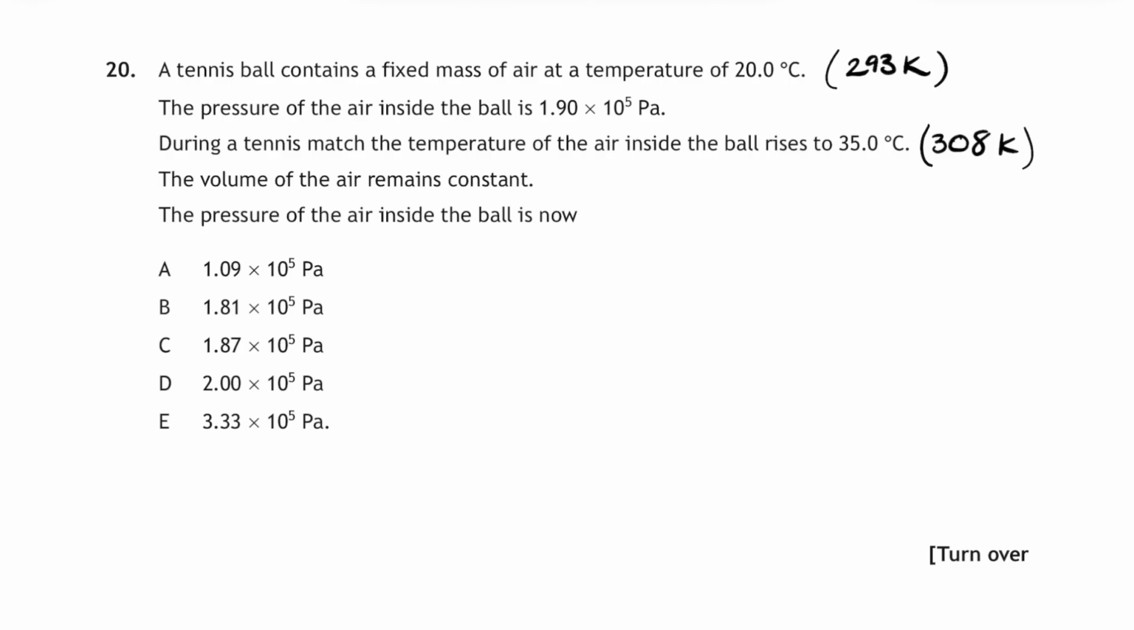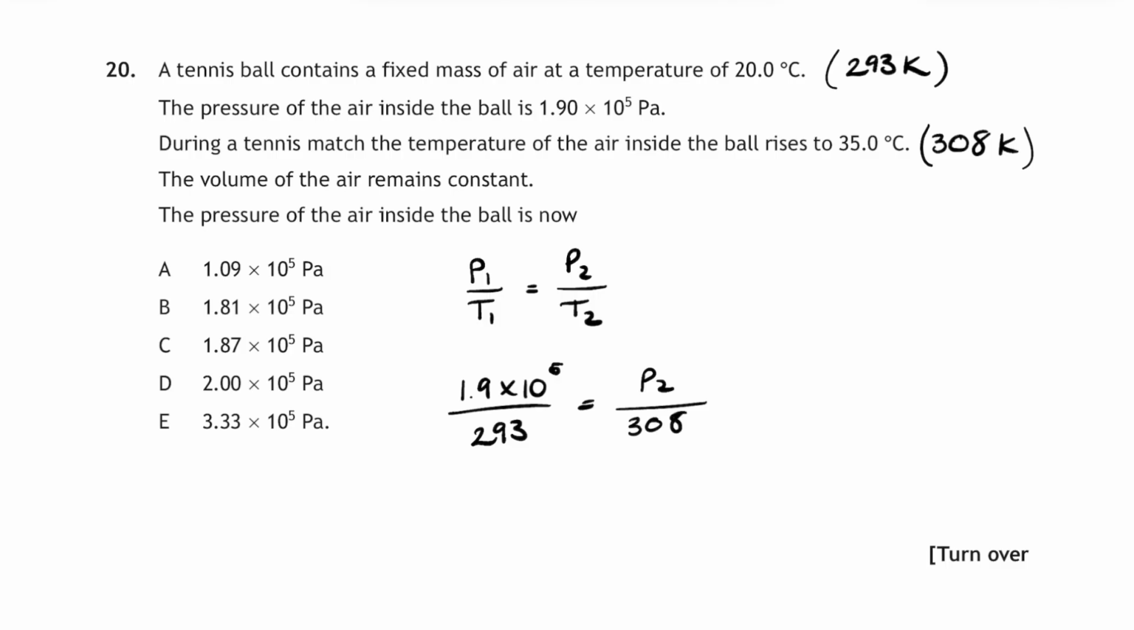So the volume remains constant, so we're going to use the relationship that only has pressure and temperature in it. So we're going for P1 over T1 equals P2 over T2. And remember, your temperatures are in Kelvin. So we've got 1.9 times 10 to the 5 divided by 293, and that's going to be equal to P2 over our new temperature of 308.